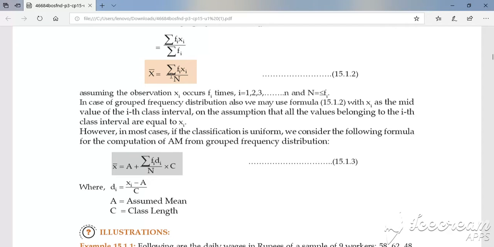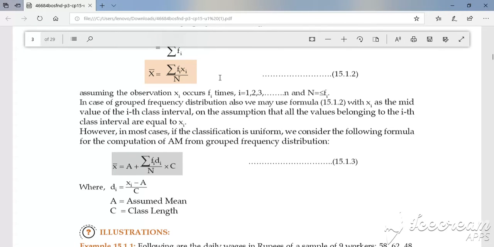So what we have to do is that actually that part is not given over here. So we will consider the midpoint of that class interval. For example, if my first class is 10 to 20, what will be its midpoint? How do I find its midpoint? Upper limit plus lower limit upon 2. So 10 plus 20 upon 2 gives me 15.